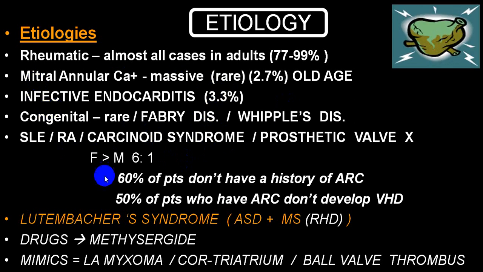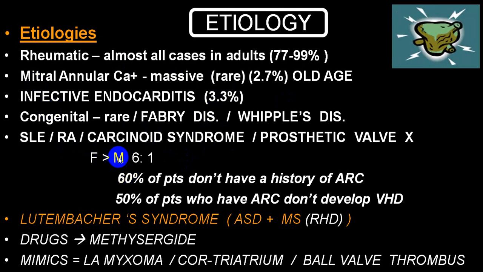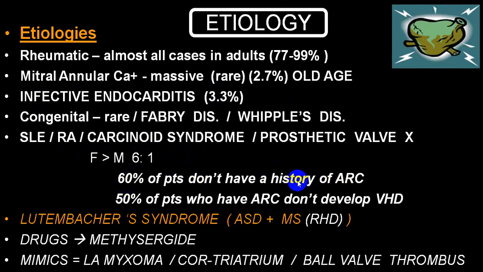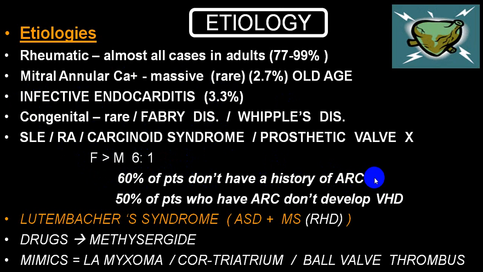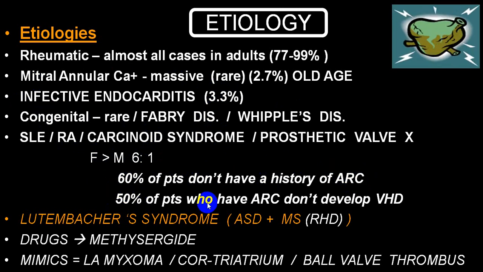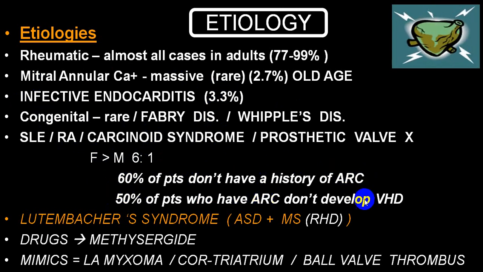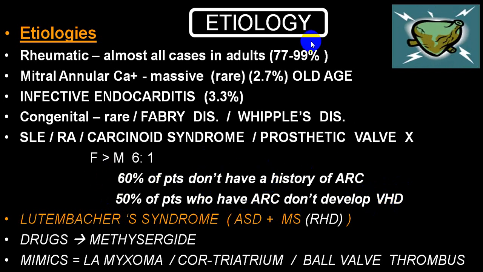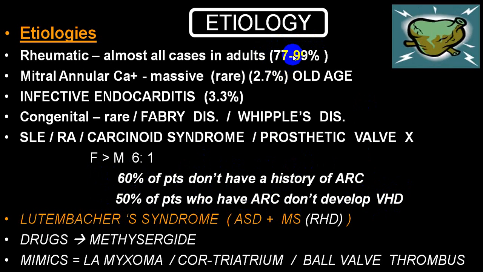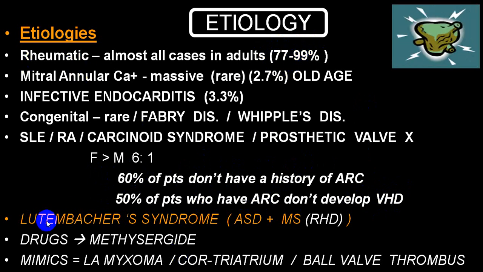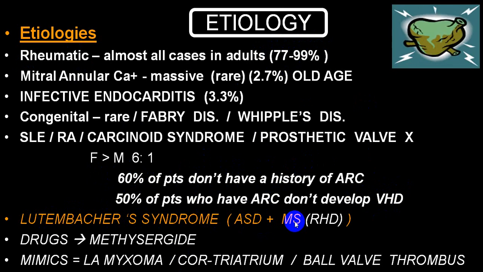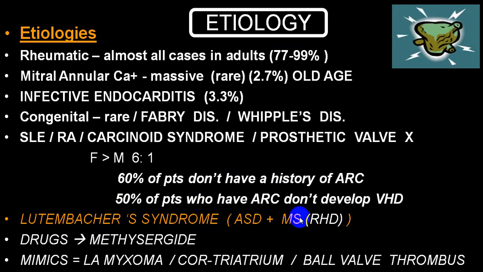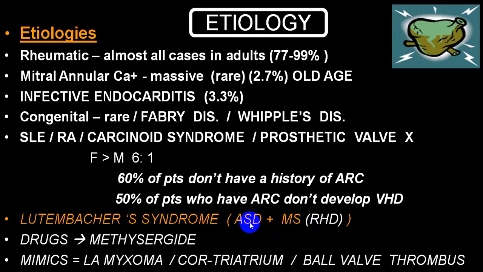And congenital groups. Females are more prone as compared to males. The ratio is almost 6:1. Almost 60% of patients do not have a history of acute rheumatic carditis. And 50% of the patients who have had acute rheumatic carditis do not develop valvular heart disease. Do remember this. But the commonest cause of mitral stenosis, 99% of the time, is rheumatic. In Lutembacher syndrome, ASD is associated with mitral stenosis. Some people say that MS is rheumatic heart disease, which may be associated with ASD.